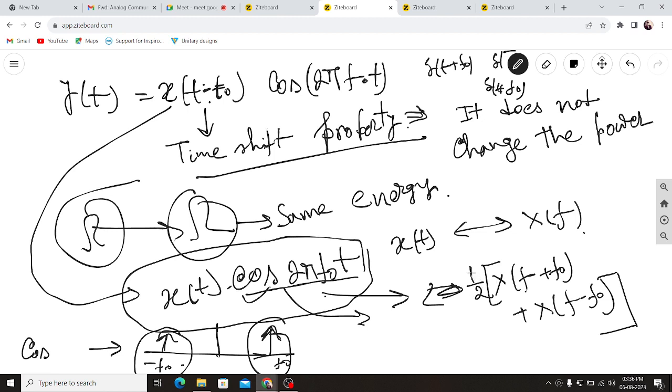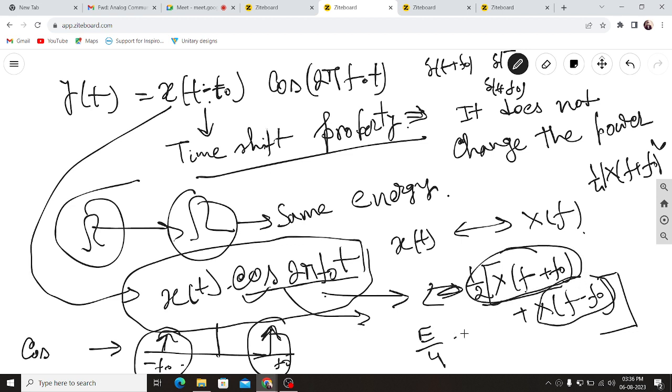As x has energy E, following Parseval's rule, the energy of the term X(f plus f0) gets a factor of 1 by 4, because this term will also get squared when we calculate the energy. So for this term, we will get E by 4. Similarly, for this term, we will get E by 4. And the total energy will be E by 2.